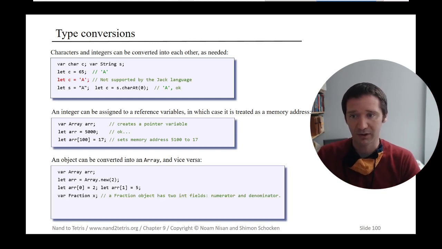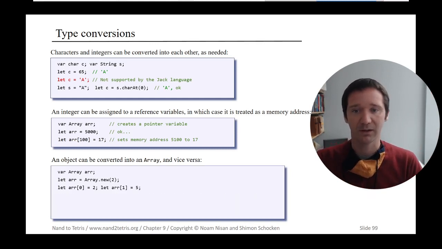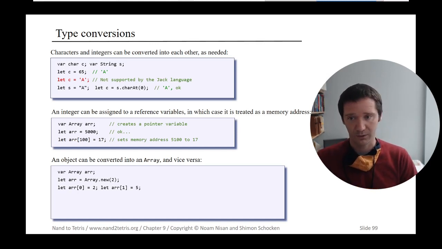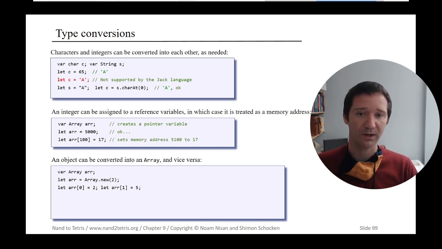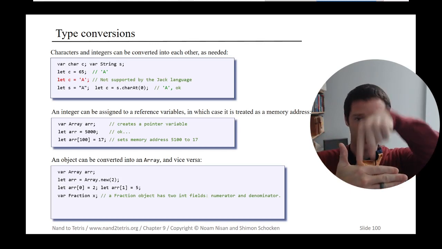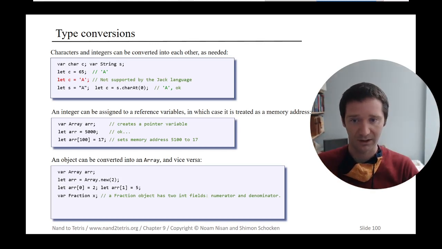All right, so there we have an array arr. We said create a new array of length 2. Then we said let arr[0] equal 2, let arr[1] equal 5. So we just assign the values. Now we can do something very interesting. Let's create a new fraction called x. We've already seen how this works. We know somewhere in memory we have the reference to a fraction. It's got the numerator and then the denominator next to it.